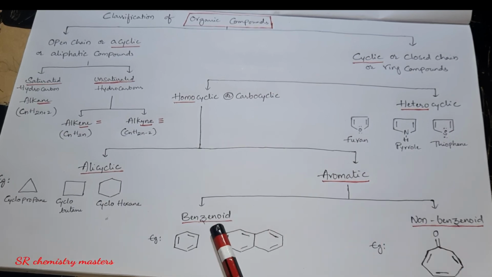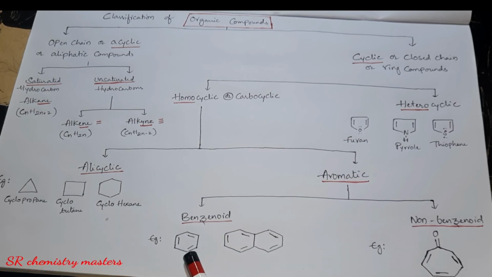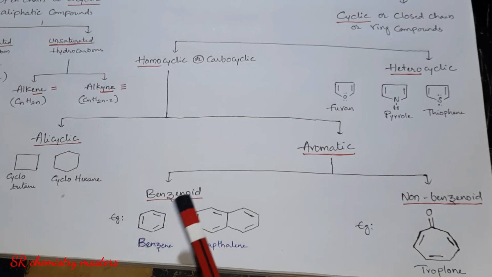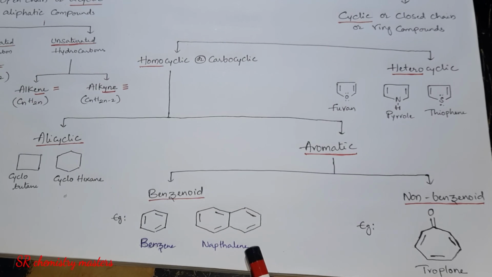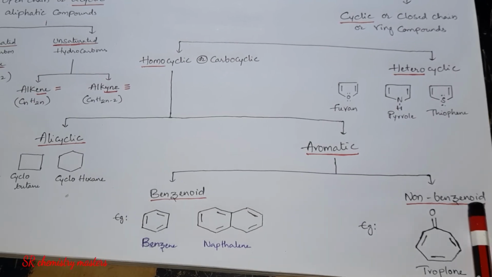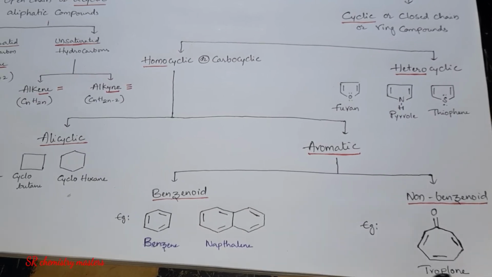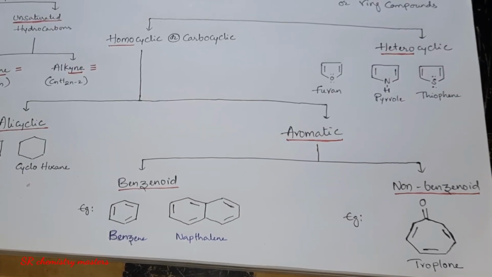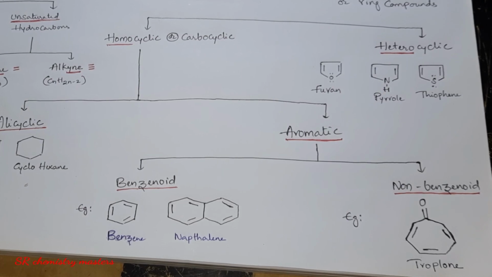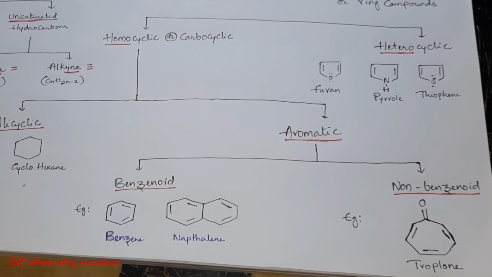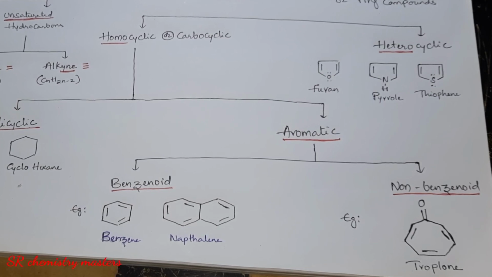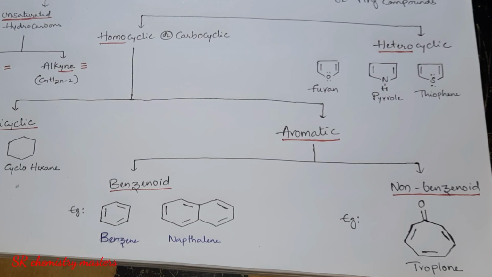Benzenoid compounds are those compounds which have at least a benzene ring in their structure. The examples for benzenoid compounds are benzene and naphthalene. When it comes to non-benzenoid compounds, the example is tropolone. This is the brief classification of organic compounds. We are going to see the detailed classification of organic compounds when we deal with the nomenclature of organic compounds. We'll see the remaining things in the next coming video.